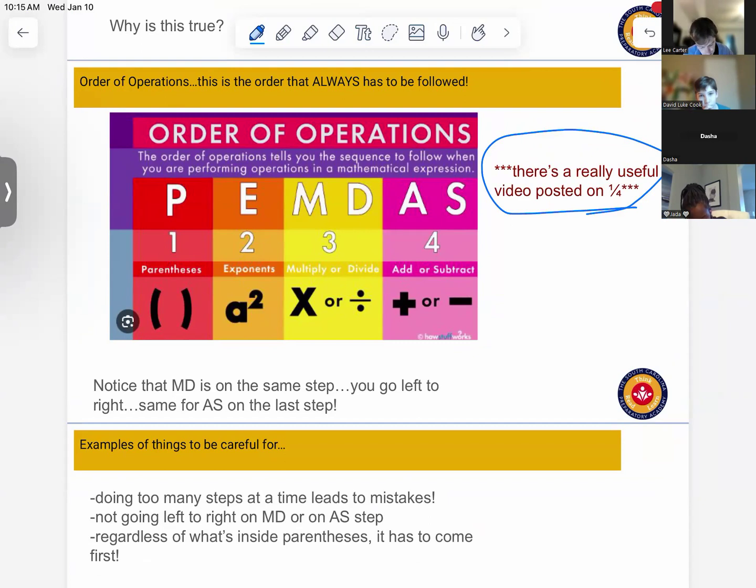All right. Some math people call it GIMDAS now, and that just annoys me. I don't like when people change things for no reason. Okay. So it's like this, PEMDAS.